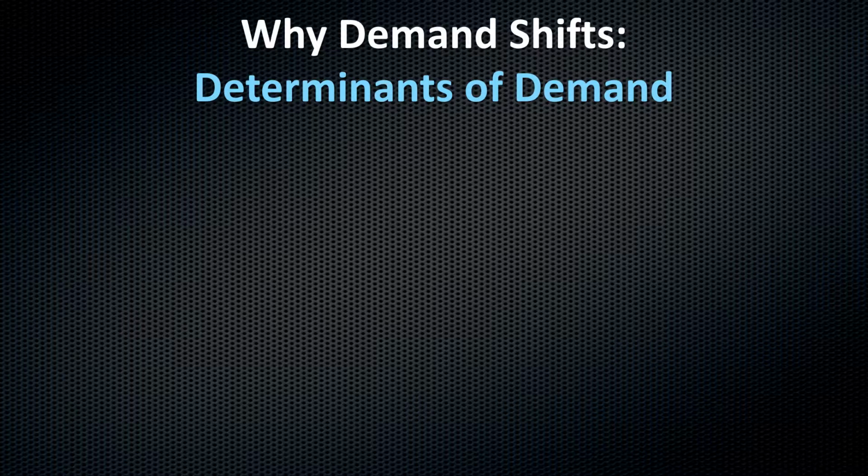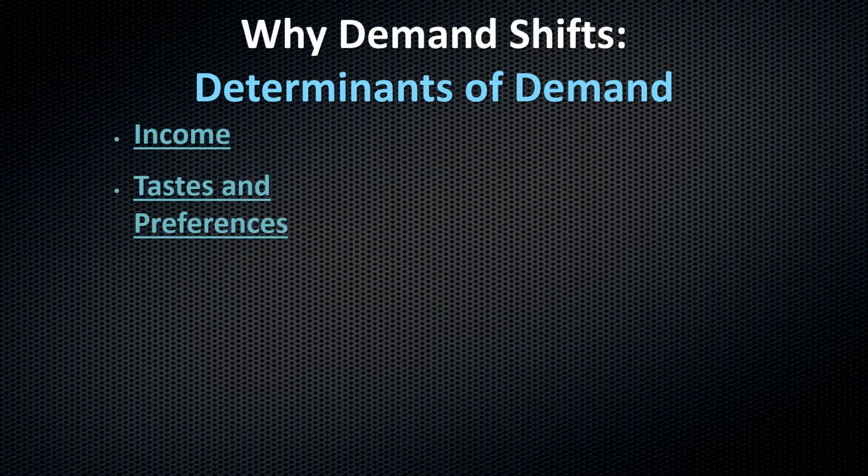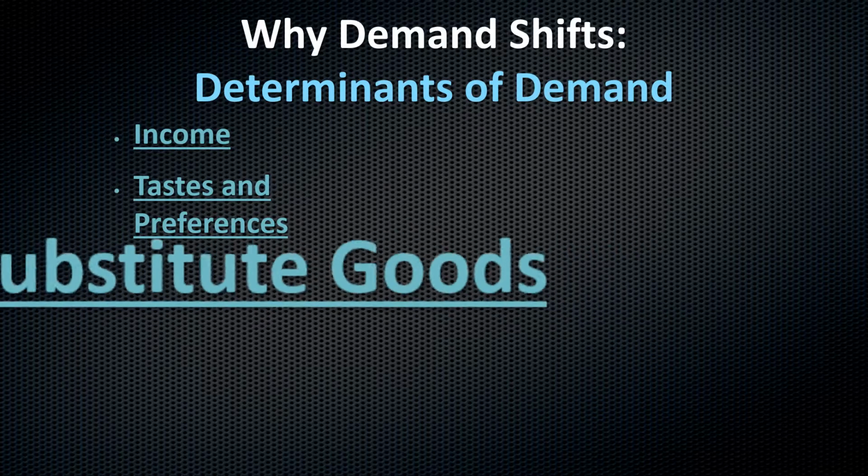Next, we're going to look at the determinants of demand. Why does demand shift in the first place? We have income, taste, and preferences. So that's what your consumers prefer. So certain types of sunglasses were cool, they're not. So taste and preferences have changed.